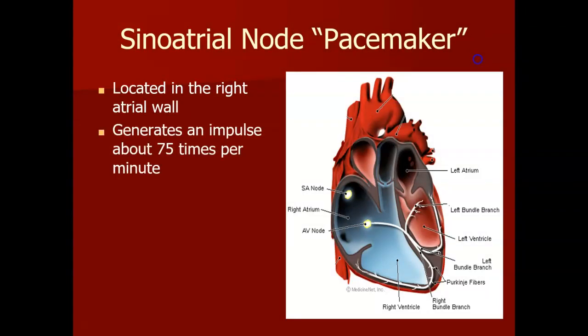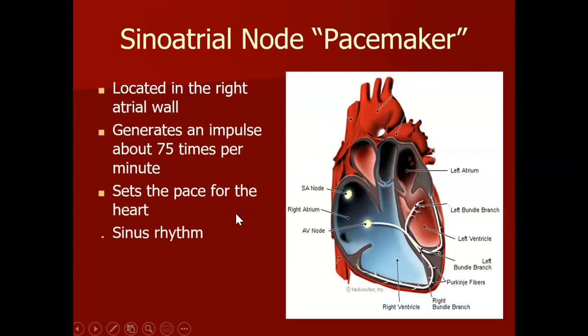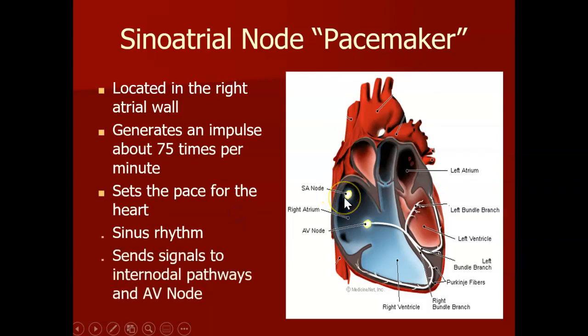So we're going to start with the SA node. The SA node is called the pacemaker, okay? It is going to be responsible for setting the pace of the heart. It is located in the right atrial wall, and you can see where it is right here. It generates an impulse about 75 to 80 times per minute. So that's where you're getting your heartbeats per minute. It spontaneously generates the action potentials.